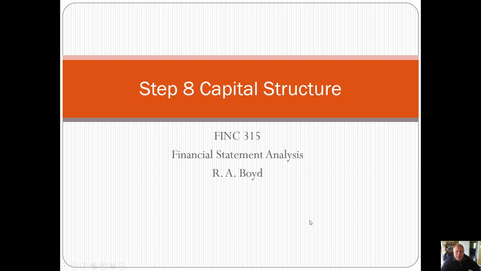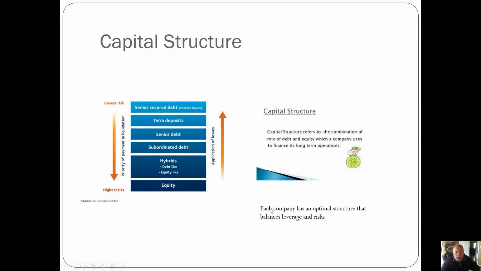The last step in the analytical process that I suggest is to take a look at the capital structure. When we look at capital structure, it's the mix of the debt and the equity that the company uses to finance its long-term obligations. It shouldn't be a short-term thing. It's the long-term capital to give it stability. Okay? And each company actually has an optimal amount of capital for their business. It depends on the amount of assets used, the liabilities, the speed of the working capital, the growth that's needed. So each one is unique.